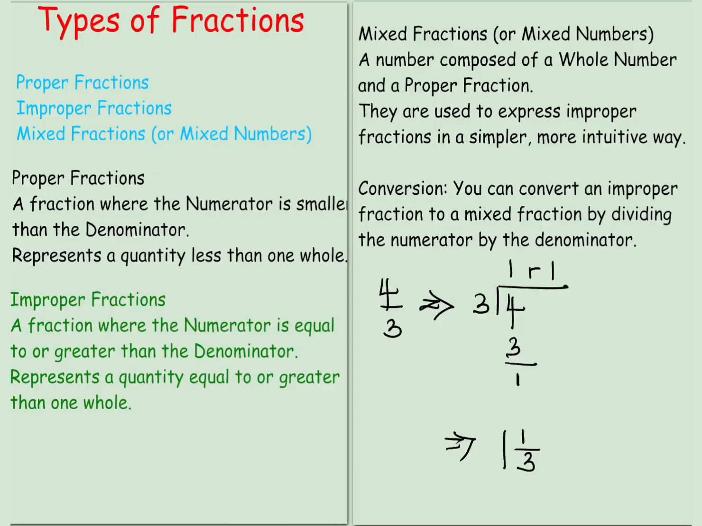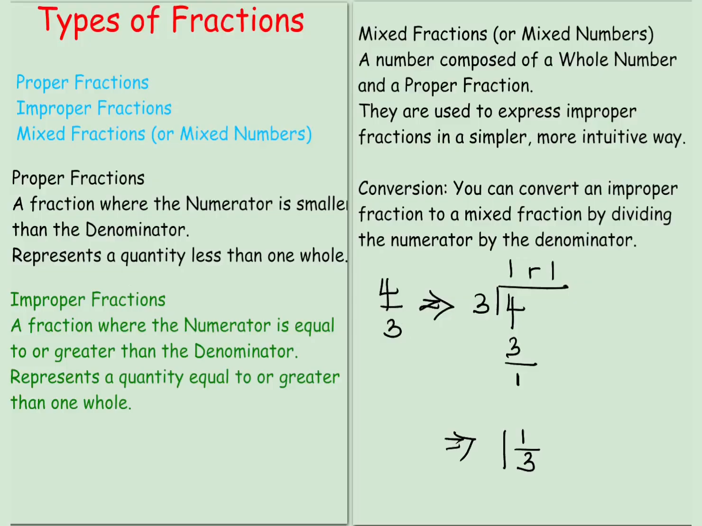If you want to change an improper fraction into a mixed fraction, what you do is you count or solve for the number of times the denominator divides the numerator. The remainder becomes the numerator of your fraction, that is the proper fraction, over this same denominator.